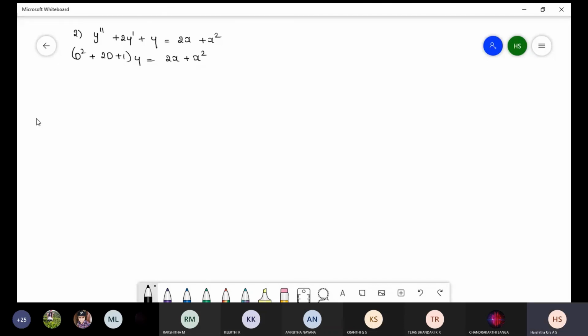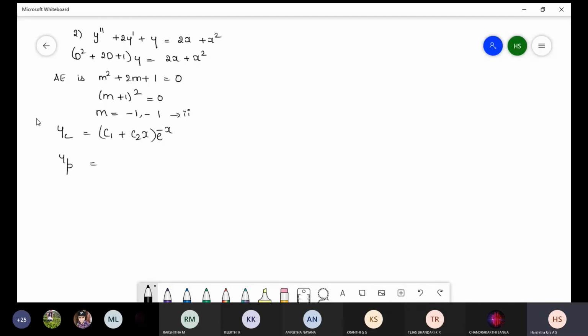Now write the auxiliary equation. The auxiliary equation is m square plus 2m plus 1 is equal to 0. It is in the form of a plus b whole square. So m is equal to minus 1 comma minus 1. So it comes under case 2, repeated values. Yc is equal to c1 plus c2 x whole power minus x.